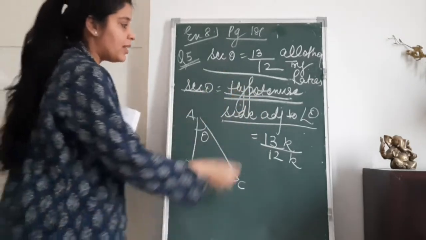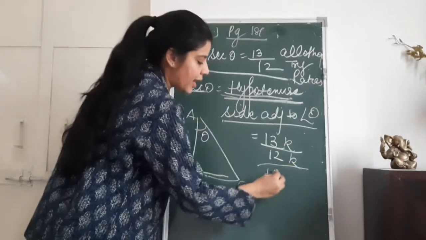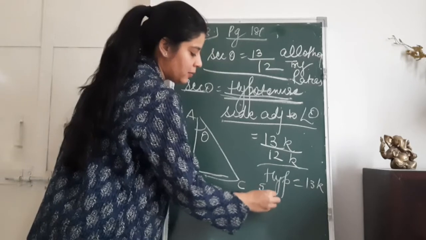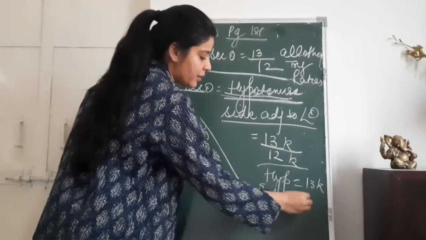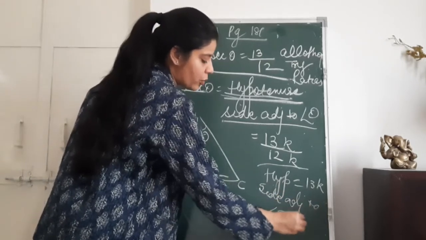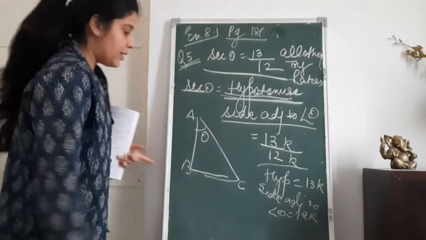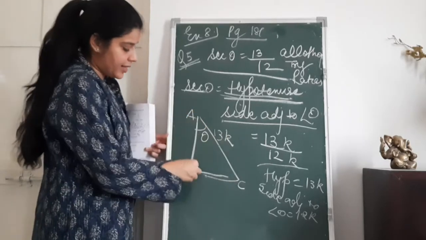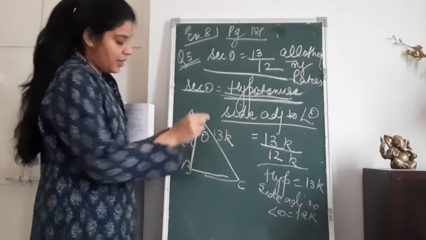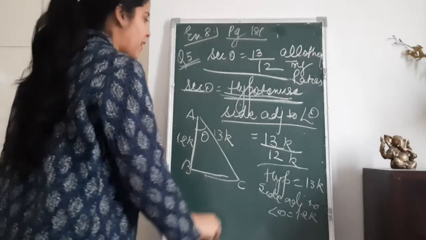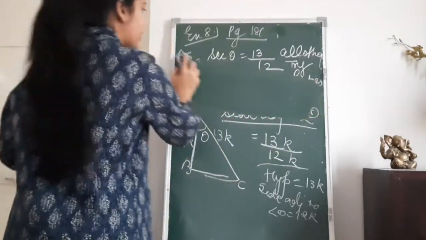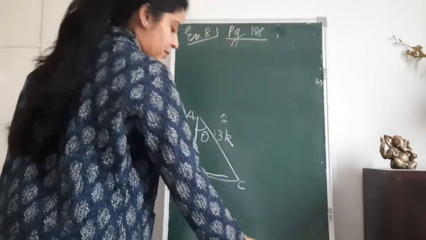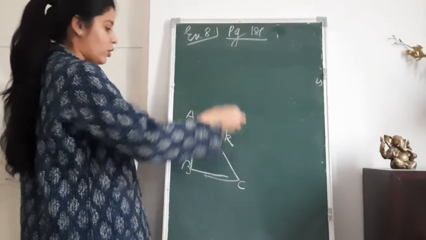Then I can say hypotenuse is equal to 13k and side adjacent to angle theta is equal to 12k. This is hypotenuse, let this be 13k, and this is side adjacent to angle theta, let this be 12k. Can I find out BC for this triangle? Yes, using the Pythagoras theorem.